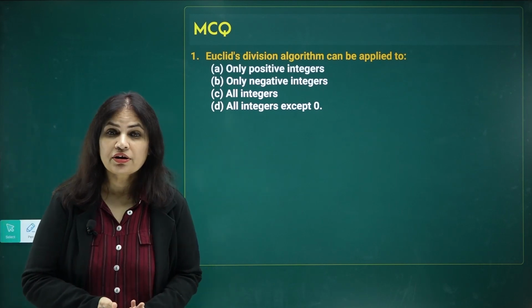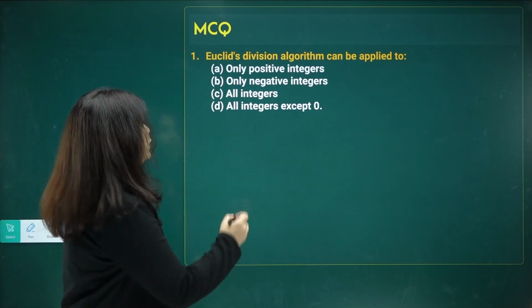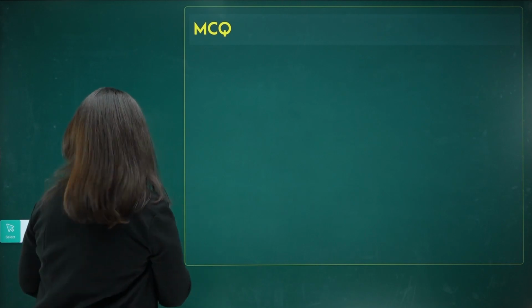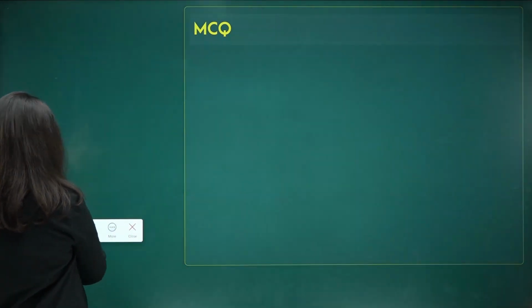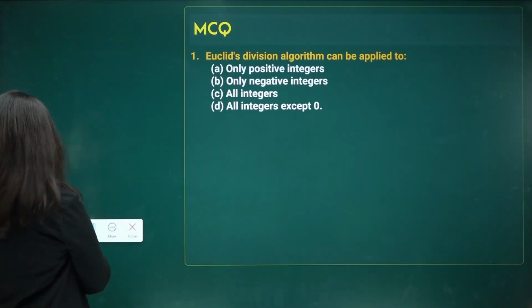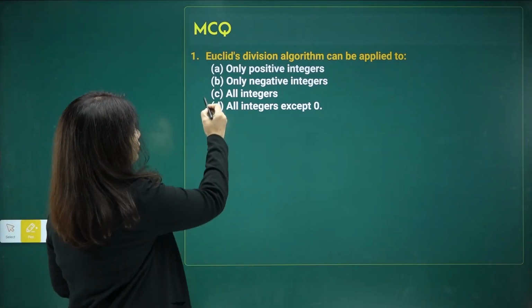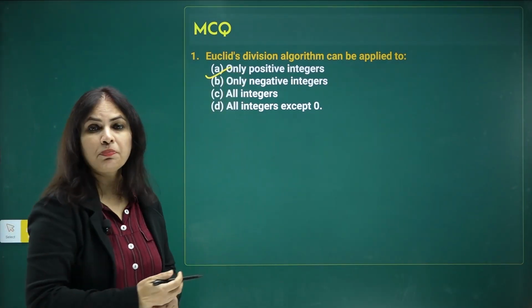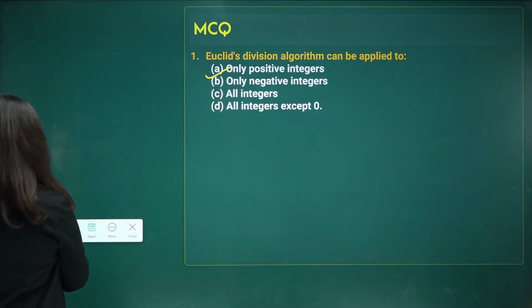Euclid's division algorithm can only be applied to positive integers.